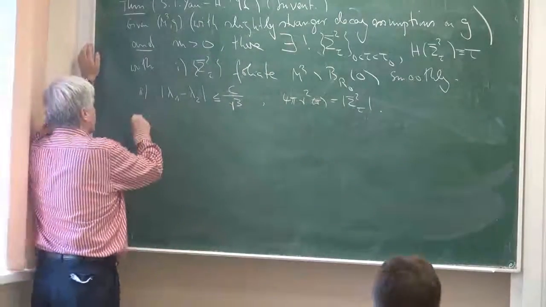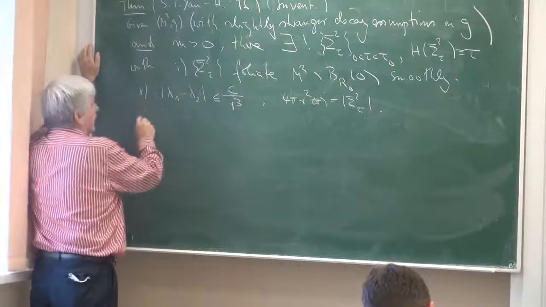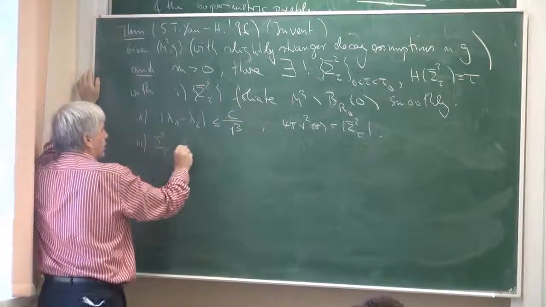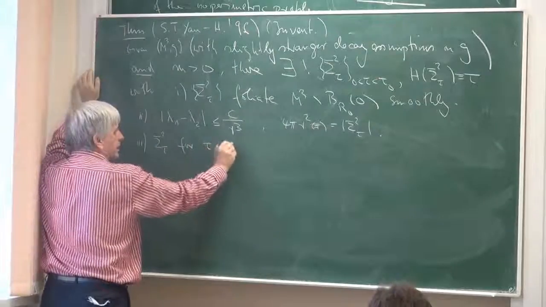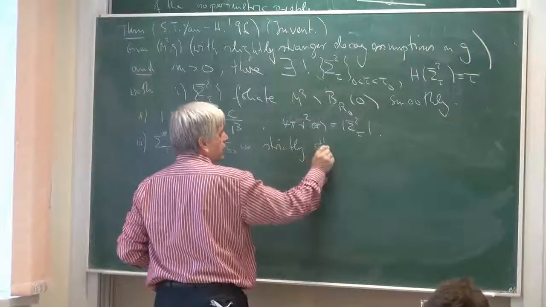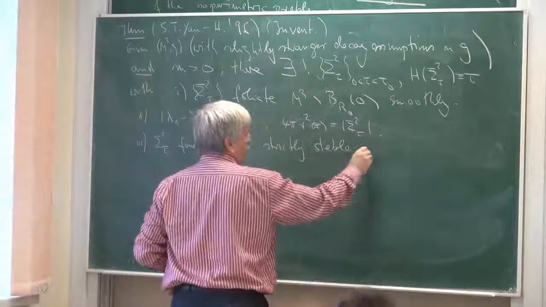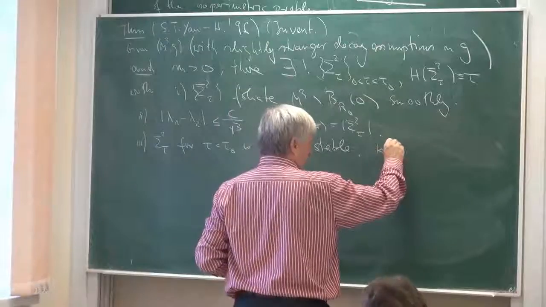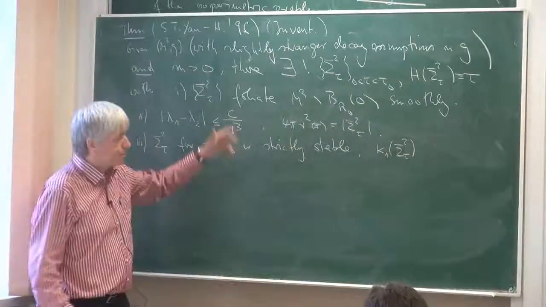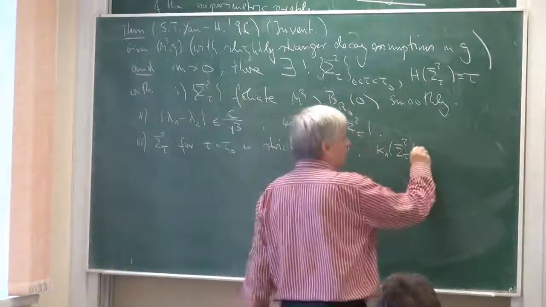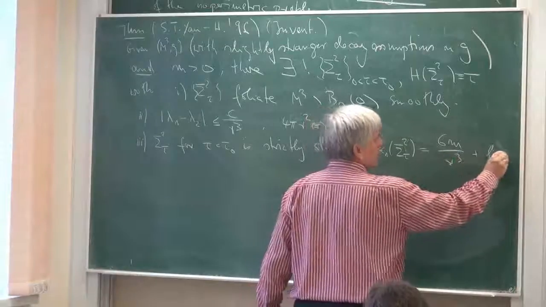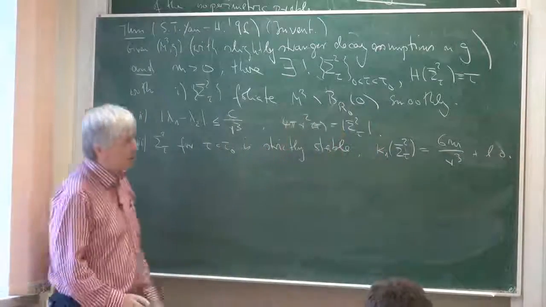And thirdly, they are strictly stable. Sigma 2 tau for tau less than tau 0 is strictly stable. And again, this kappa 1, in the sense of the stability operator that I wrote down, is again roughly 6m over R cubed plus lower order. In other words, it behaves like Schwarzschild.